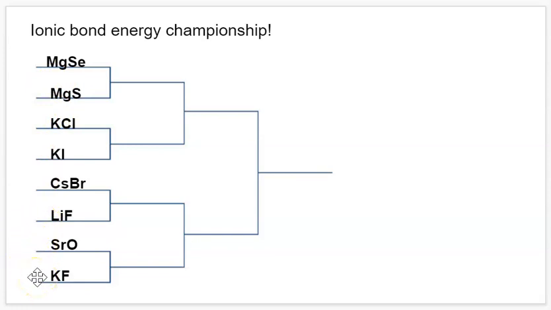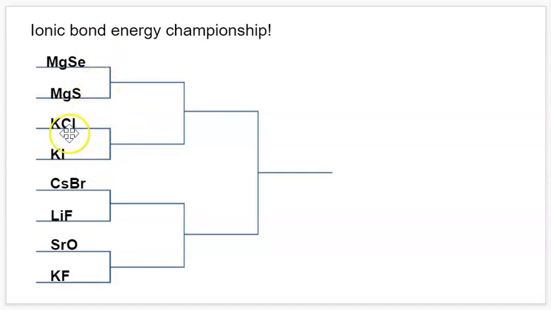So let's look at the first brackets. Magnesium selenide versus magnesium sulfide. Both of these magnesiums are 2+. Selenide and sulfur are in the same column as oxygen, so they're going to have 2- charges. So 2+, 2-, 2+, 2-. They both have the same charge, so the strength is going to be associated with the size in this case. Sulfur is a smaller atom than selenide, so we can assume that magnesium sulfide is going to win this game.